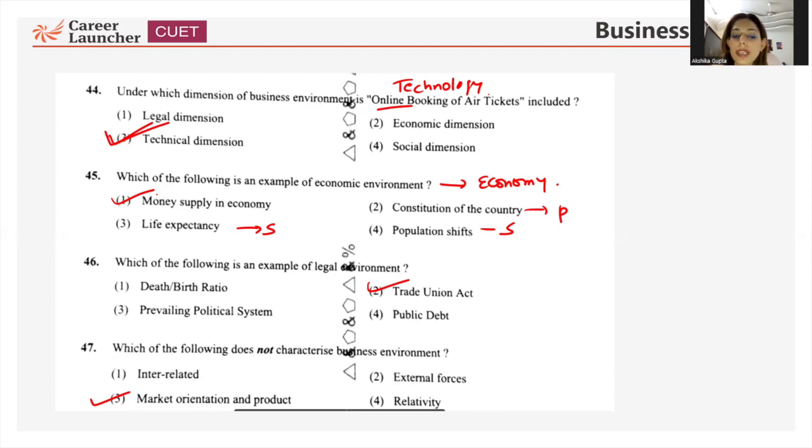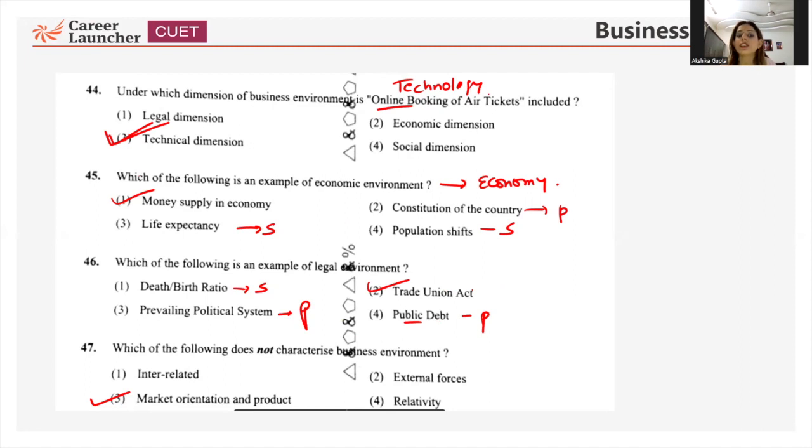Then, which of the following is an example of legal environment? Death and birth ratio? No, that is social. Prevailing political system? Political. Public debt? Again political. So we have only what? That is your Trade Union Act, anything that is passed through the legislature. So that is option 2.